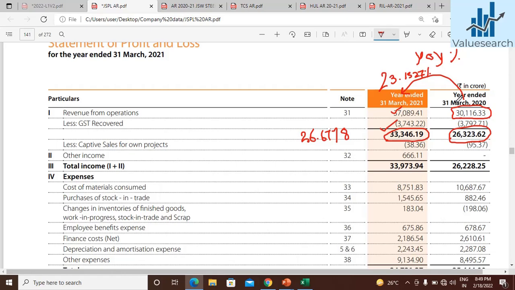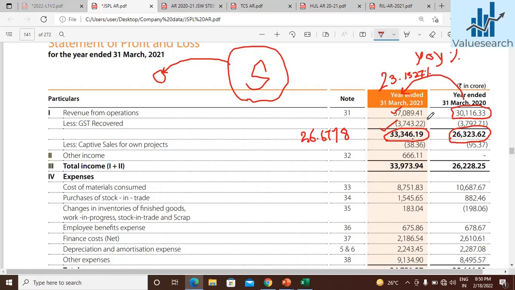Now let us look at this thing as well. You can see after this, less captive sales for own projects. So that means you had some projects to work on. This is that small project you were working on, and this is JSPL, Jindal Steel and Power's standalone business. Suppose you were setting up a small plant, for that this much amount of captive sales for own project, that means you sold steel to your own company for building a plant. So this is why we are deducting the amount 38.36 crore rupees from this net revenue from operations.